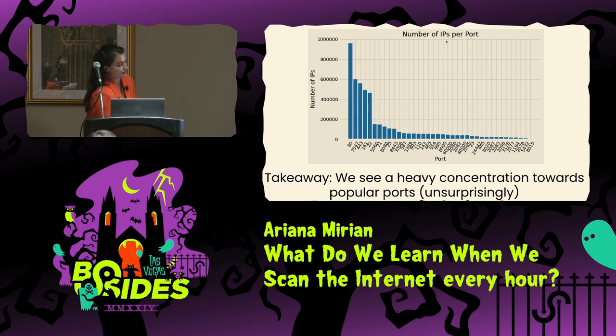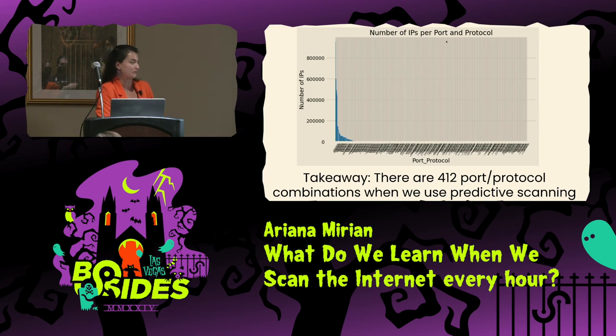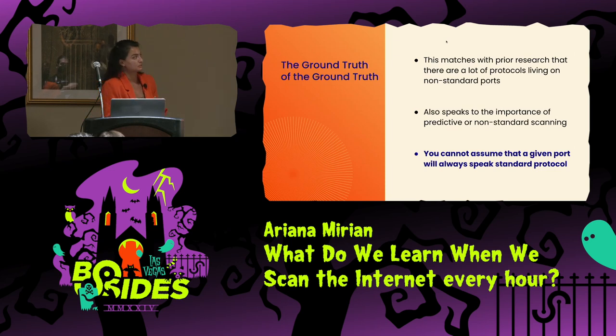This x-axis is 40. I'm now going to show you a graph that not only shows port, but the port and protocol combinations. And this is that graph. You can't read that x-axis, and that's intentional, because there are 412 port protocol combinations when we use predictive scanning. This is actually one of the takeaways that I really wanted to drive home in this talk today, and it matches up with some prior research: a lot of ports do not only speak standard protocols. This speaks to the importance of predictive, non-standard scanning. As a measurement scientist, you cannot assume that a given port will always speak its standard protocol. Not only does prior research show that, but our own measurements back that up too.